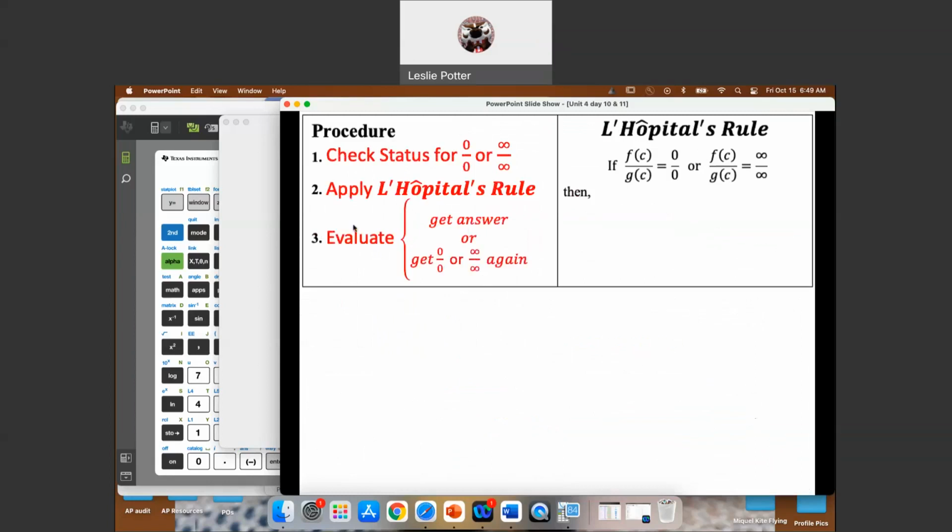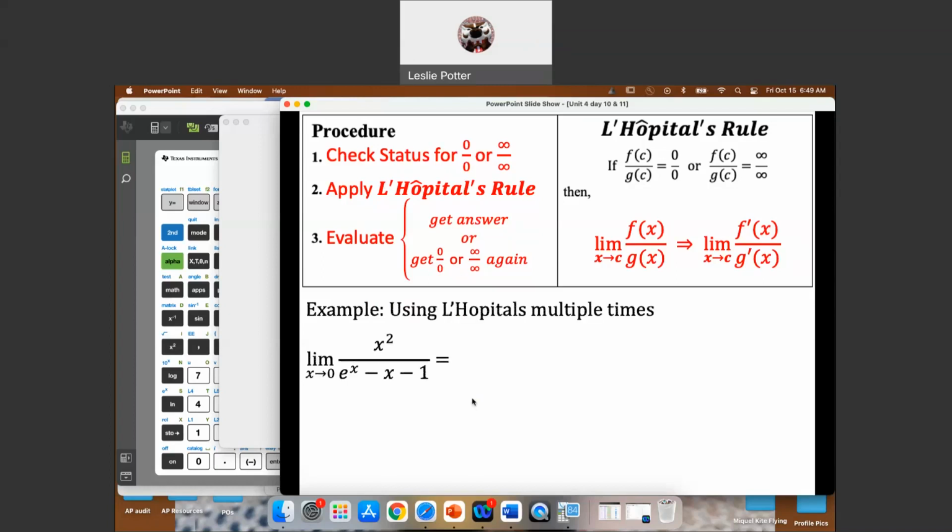You're going to do L'Hopital's, you're going to evaluate it, and if you get a finite answer, you're done. If you get 0 over 0 or infinity over infinity again, you're going to come back up here and do L'Hopital's. Okay, and so L'Hopital's is something that can be applied multiple times, and they will definitely expect you to do that. Okay, so let's use L'Hopital's multiple times.